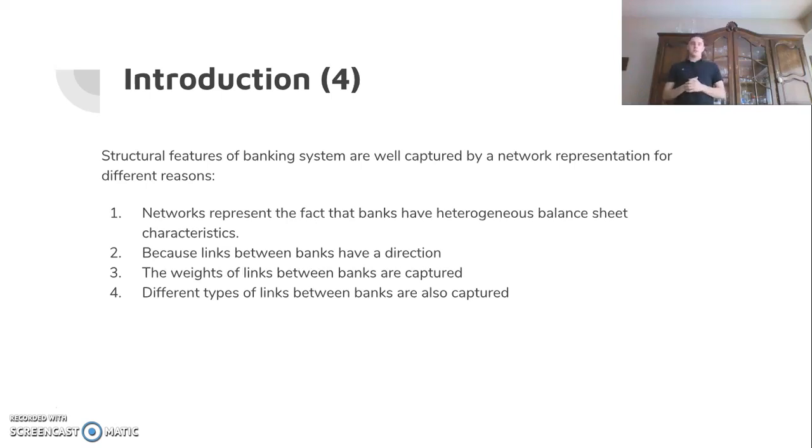The third one: weighted links between banks are captured. A weighted link in this context means that links are associated with monetary quantities and transaction volumes. For example, a weighted link between two banks can represent the size of the interbank loans between those two banks. The fourth and last one: different types of links between banks are also captured. Now we can represent it in recent research by multi-layer financial networks, but we will speak about it later.